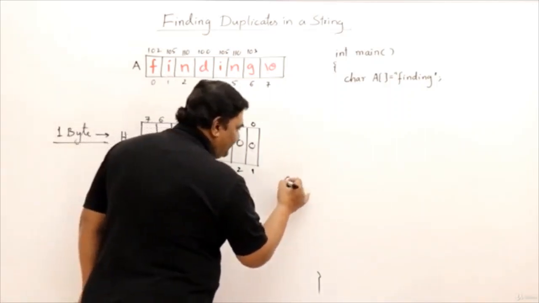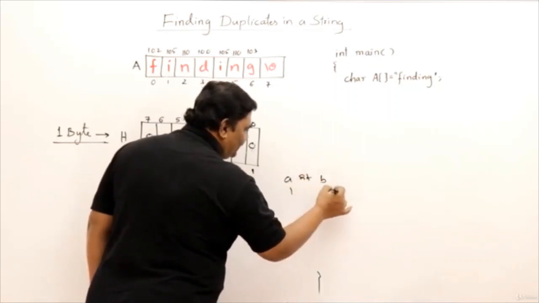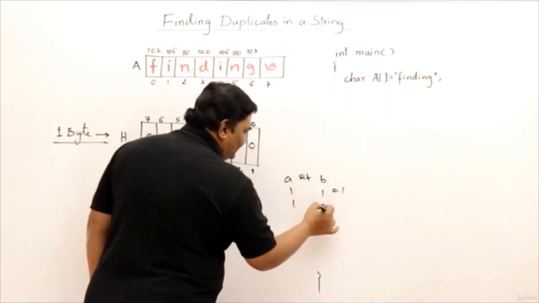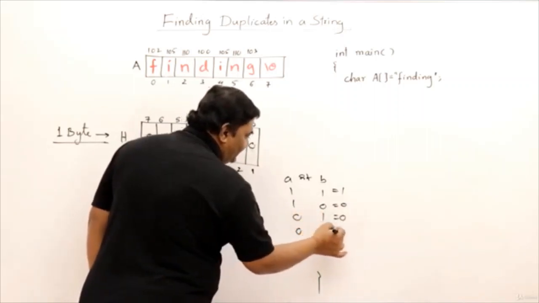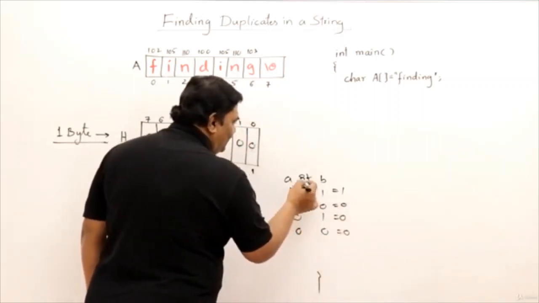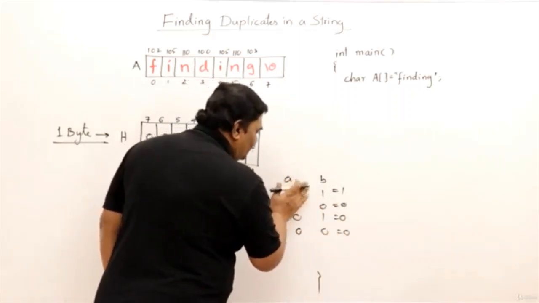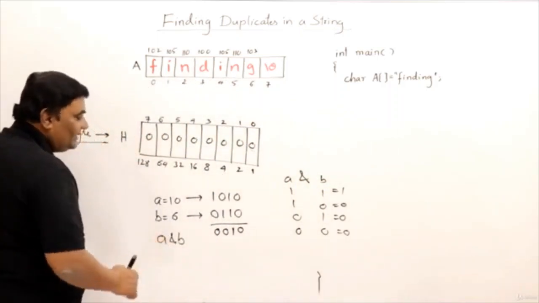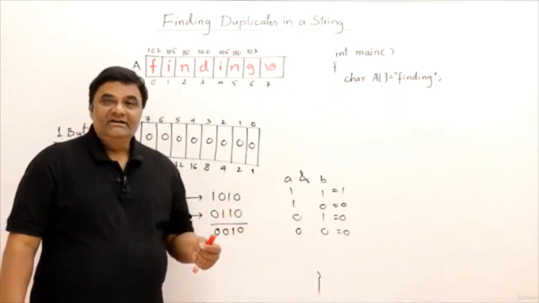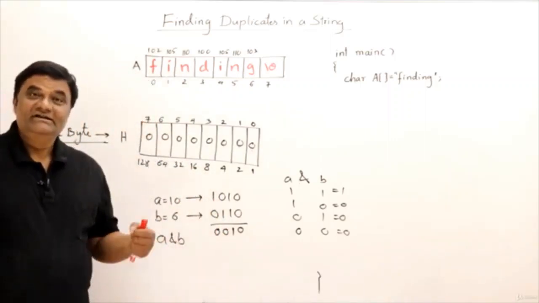See, you may be knowing this. If you have A, B and you are performing AND, so this is 1 and 1 is 1, 1 and 0 is 0, 0 and 1 is also 0, 0 and 0 is also 0. So when you perform AND operation, then this is the result. But we are performing not logical AND, we are performing bitwise AND, single ampersand. So the ANDing will be done upon the bits of numbers, bits in the memory.